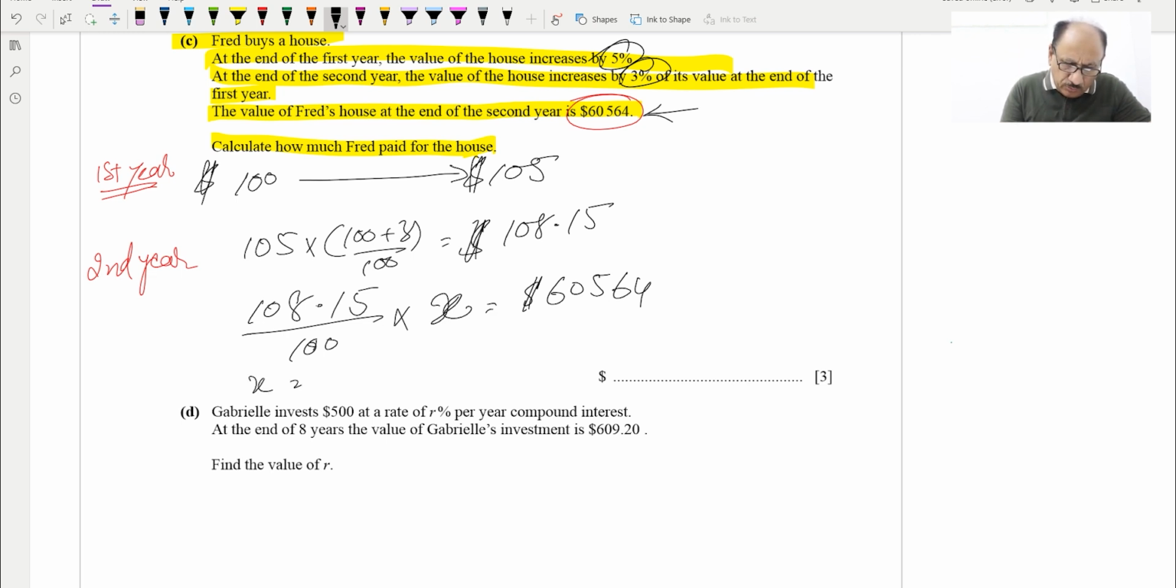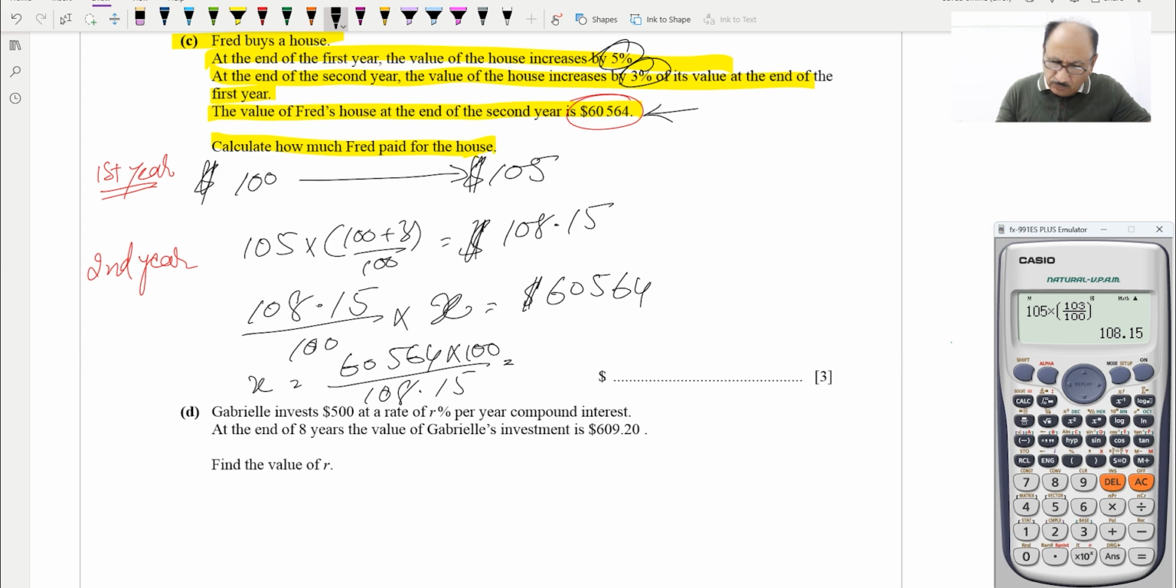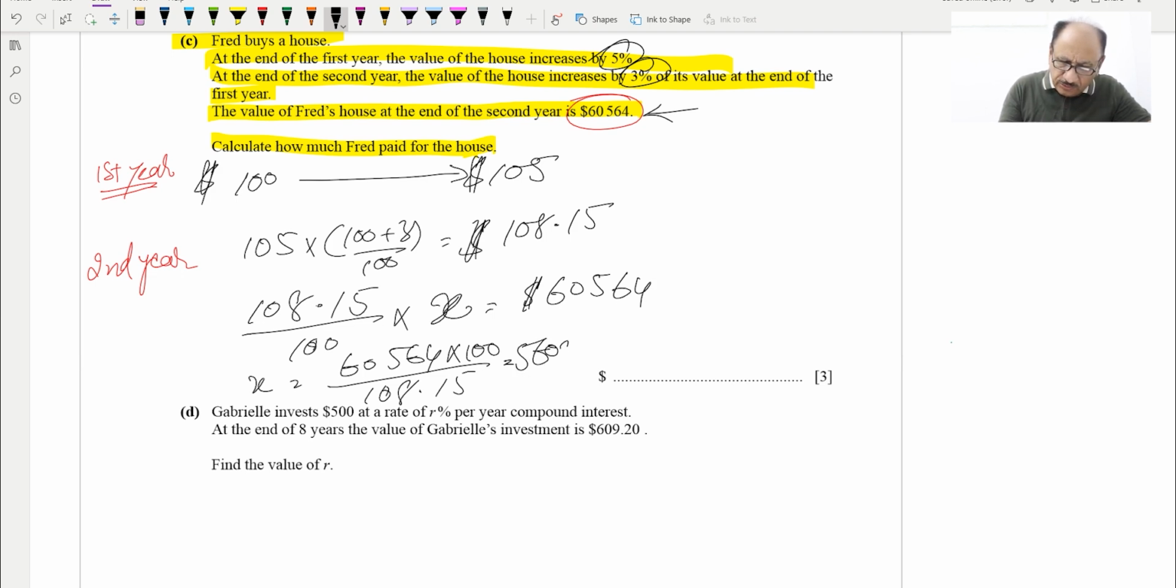X will be equal to 60564 multiplied by 100, divided by 108.15. This calculation will be 60564 multiplied by 100 over 108.15, and this is equal to 56000. So 56000 will be our answer in dollars, and this is for 3 marks. Hopefully you understood this.